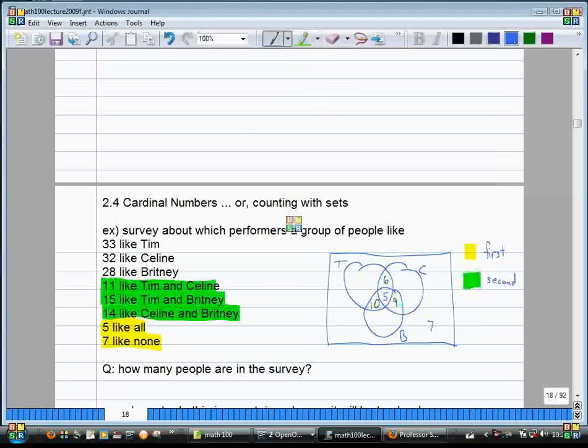So now what? Exactly. So it should be 33 for Tim, but we've already got 10, 5, and 6. So that's 21, so you subtract that off, and what's left? 12.